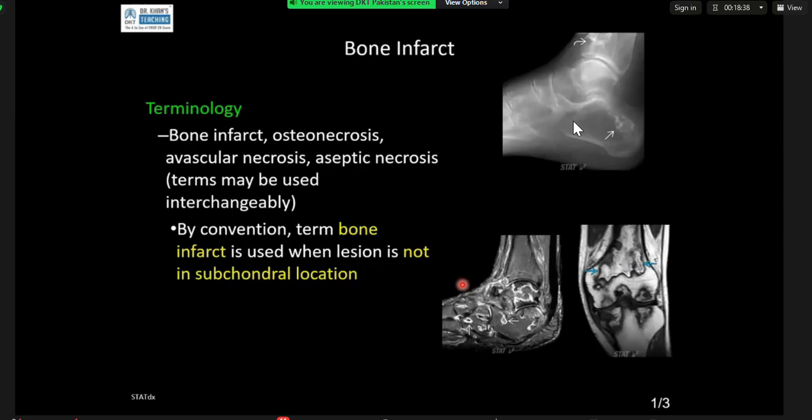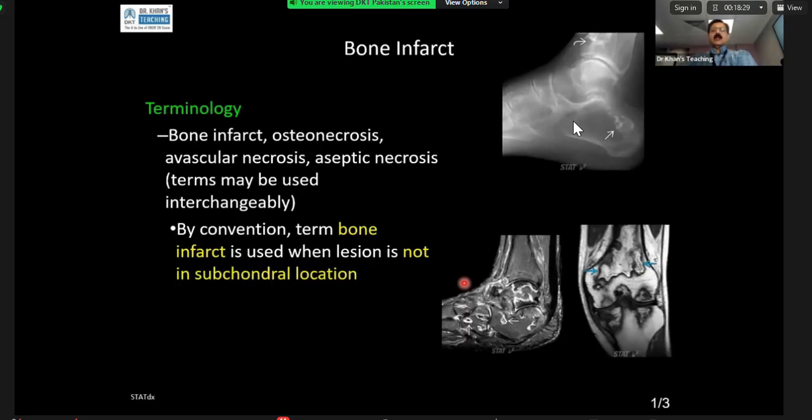Okay, from here we come to bone infarct. Now, this is interesting. Avascular necrosis versus bone infarct. And this is very interesting, that we have just complicated the matter for ourselves. We use the word avascular necrosis when the epiphysis is involved or the end of the bone is involved, the subarticular portion of the bone. And when it is any other part of the bone, we use the word bone infarct. I don't know why, but this is what we do.